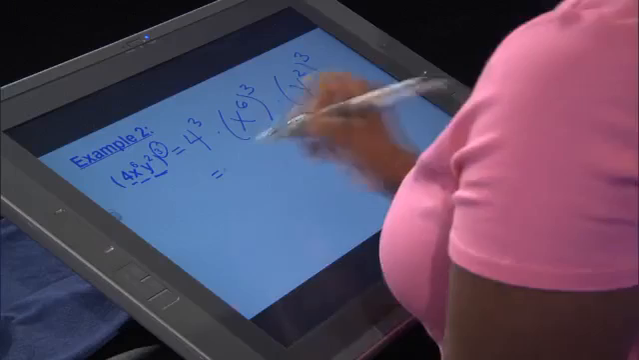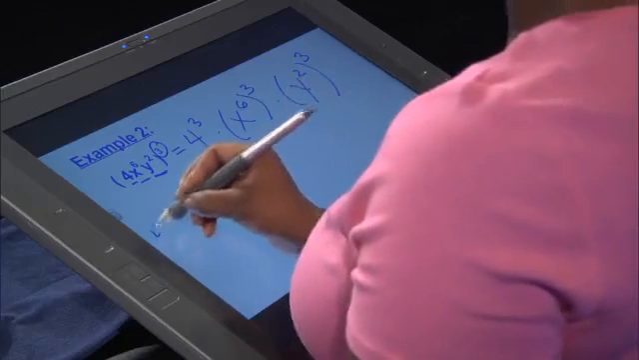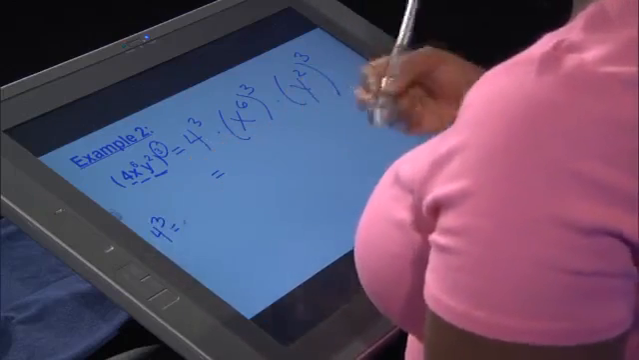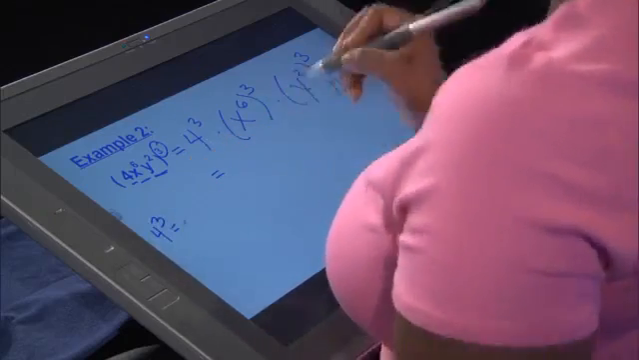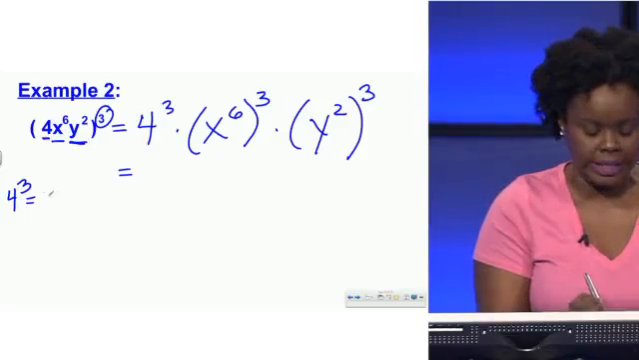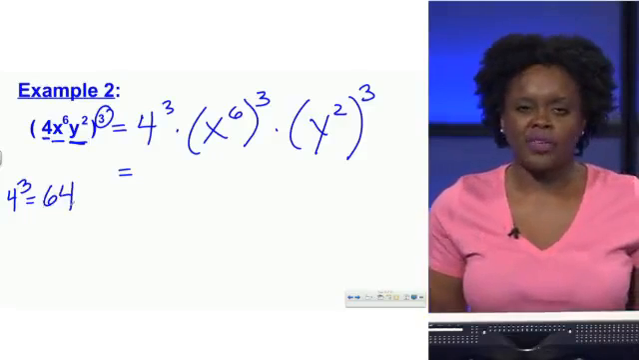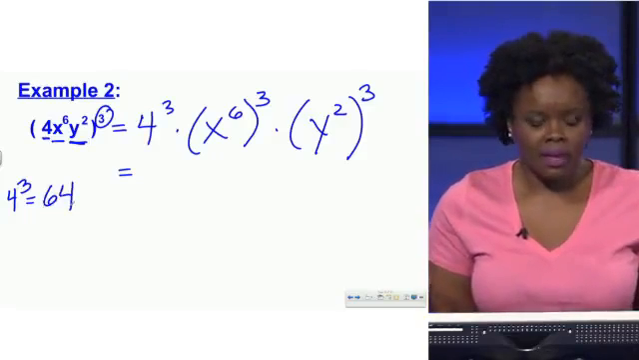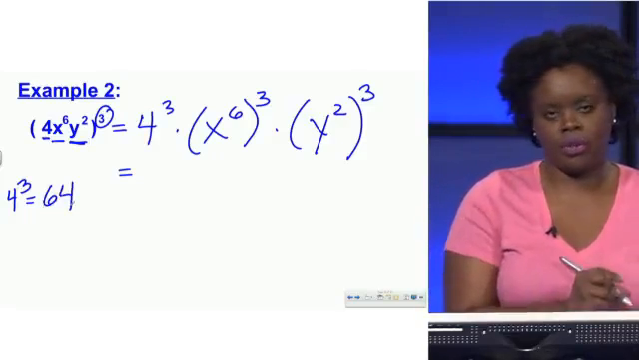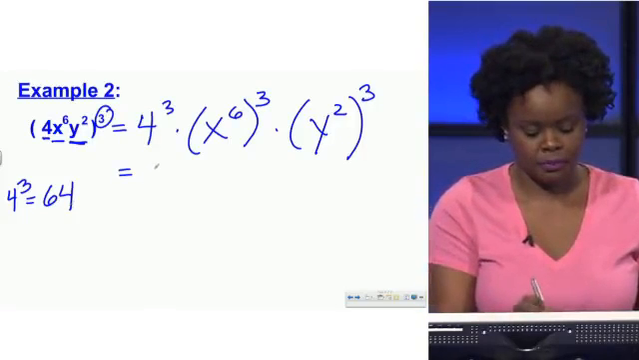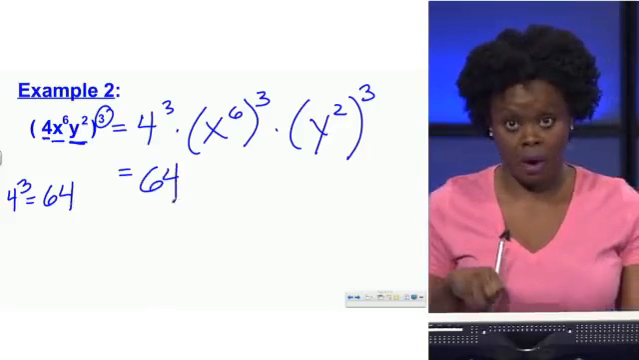All right. So 4 to the third power. I know that that's 4 times 4 times 4. So 4 times 4, that's 16. And 16 times 4 is 64. Now, if you don't want to do mental math like I'm doing right now, you don't have to. You could pull out a calculator and just do 4 to the third, and you still get that at 64. Okay? So we've got that first part.